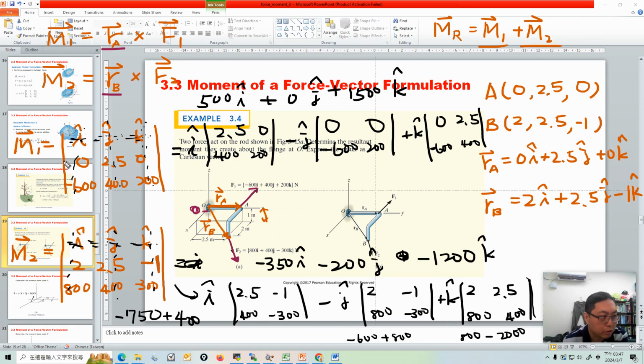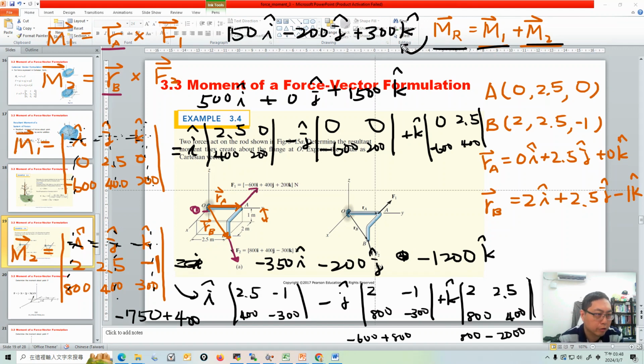Okay, so let's add these two moments together, because we want the resultant moment. M1, M2, add the M1, M2 vectors together. So this will become 150I, and then 0 minus 200, and the last one is 1500 plus 1200 minus 1200, so it's 300K. This is the resultant moment expressed as a Cartesian vector.